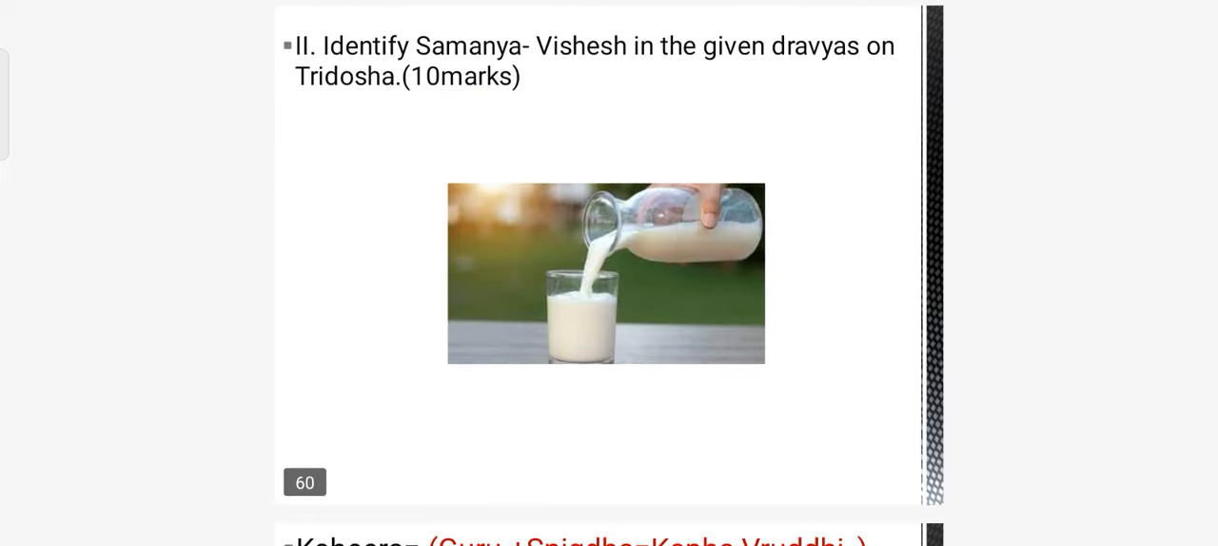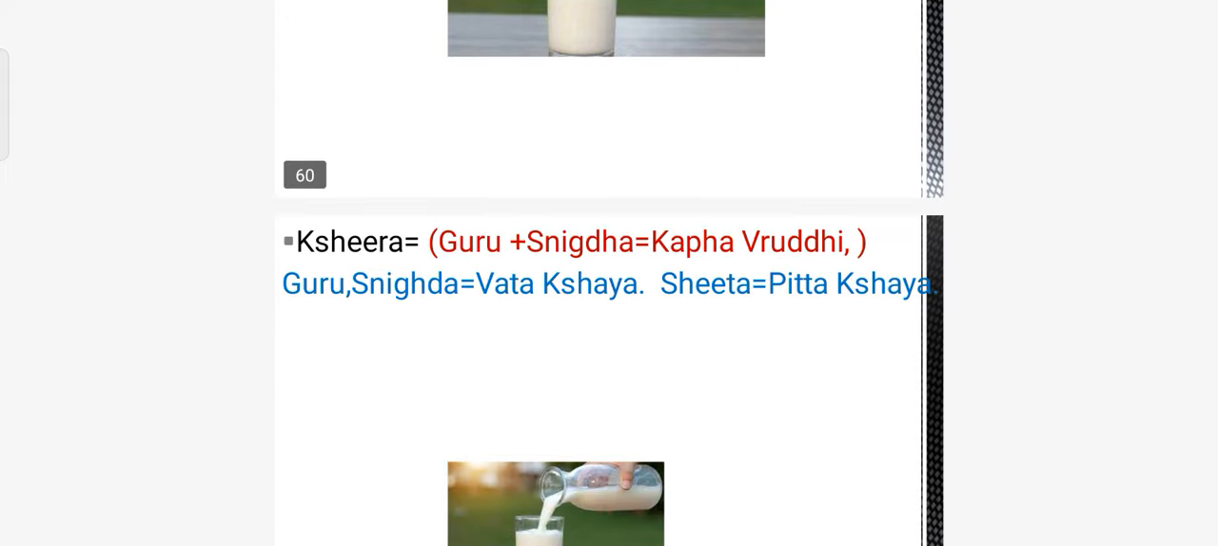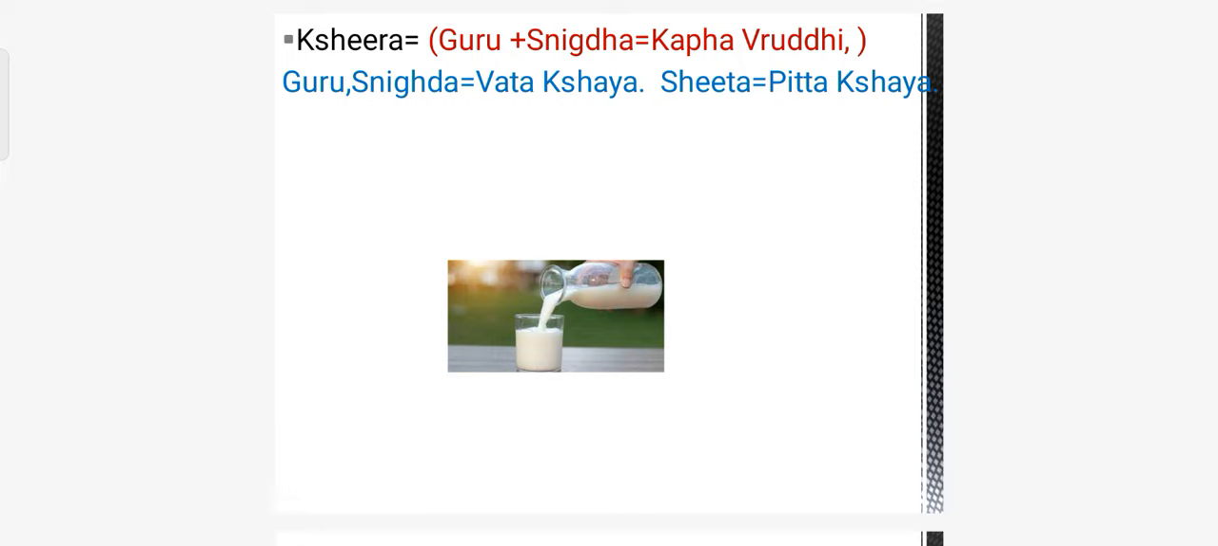So moving on to the next one, identify Samanya Vishesha in the given Dravyas on the 3 doshas. It is very simple. The first one is Kshira. Kshira has Guru and Snigdha Guna, which is going to cause Kapha Vriddhi. Then because of the Guru and Snigdha, Vatakshaya will be there. Because of Shita Guna, Pittakshaya you are going to see. Henceforth, it is very important you know well about the Ashtanga Hridaya. Dravya Vijnana has to be there in order to answer this question.